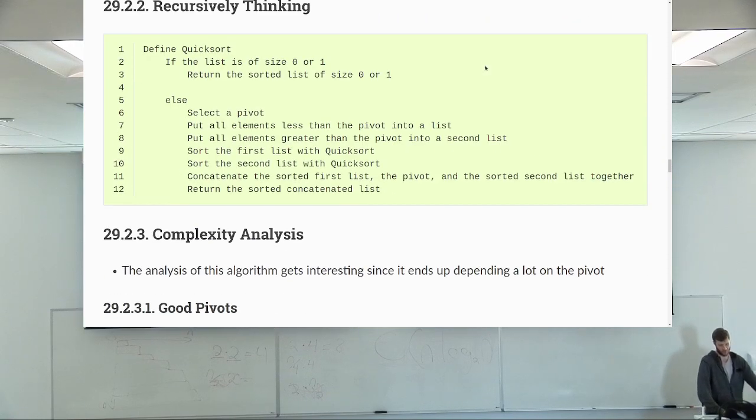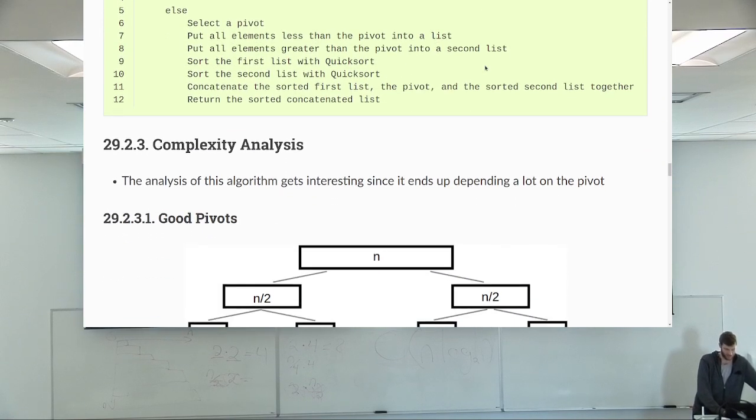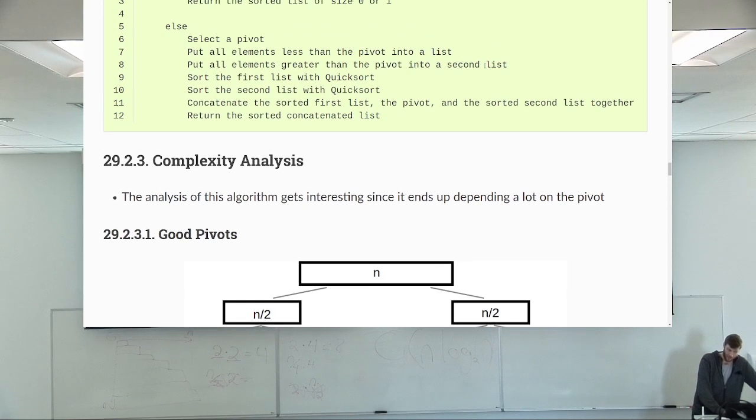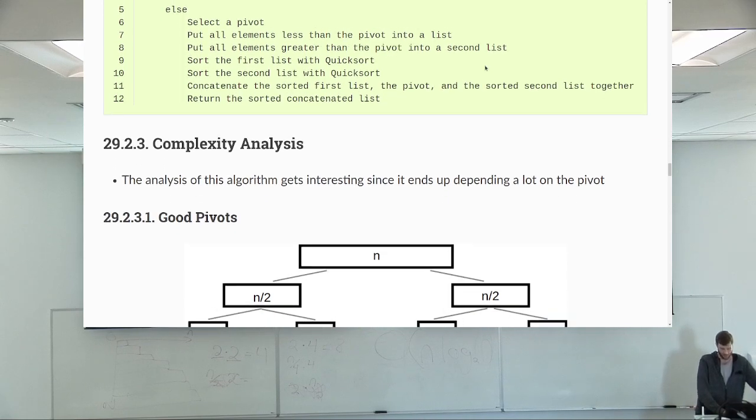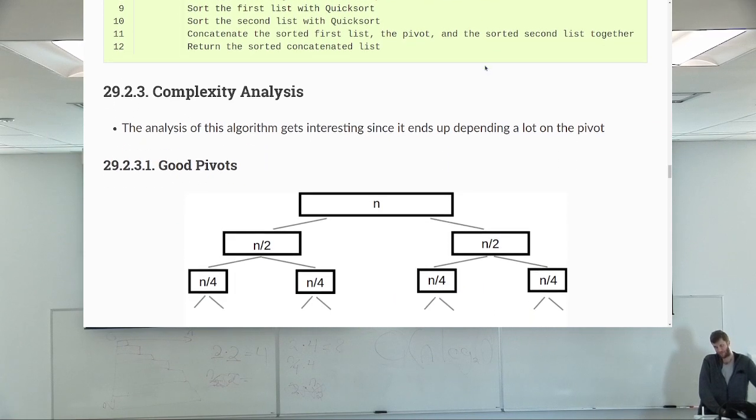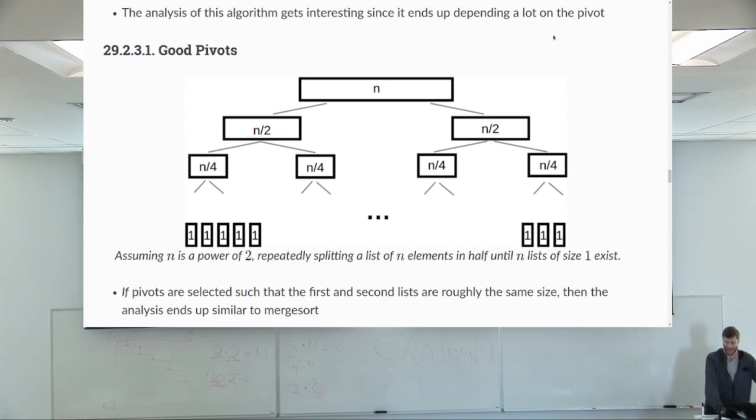Okay, quicksort algorithm. If the list is size 0 or 1, return the sorted list. Otherwise, select a pivot. All elements less than go into a list. All elements greater than go into the second list. Sort the first list, sort the second list, concatenate the list, return the list. The analysis is going to be the same, except there is a big asterisk on this algorithm.